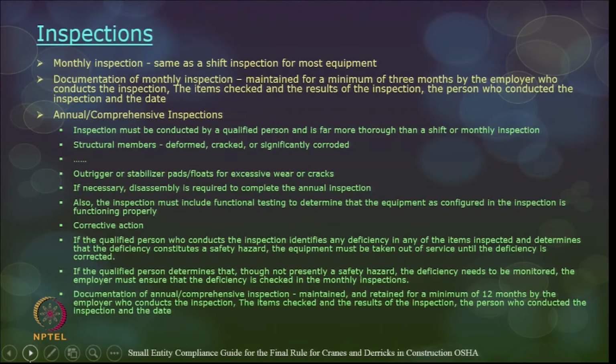The next is monthly inspection. As the name implies, it is done monthly, and it is done similar to the shift inspection, but it goes for documentation. The documentation of the monthly inspection is maintained for a minimum of 3 months by the employer who conducts the inspection. It also has documentation on what items were checked, the results of the inspection, the person who did the inspection and so on. Annual or comprehensive inspection is done on a yearly basis. It is far more thorough and done by a qualified person compared to shift or monthly inspections.